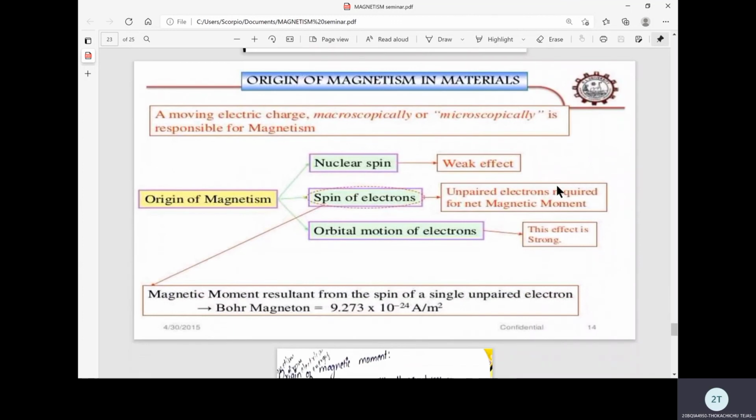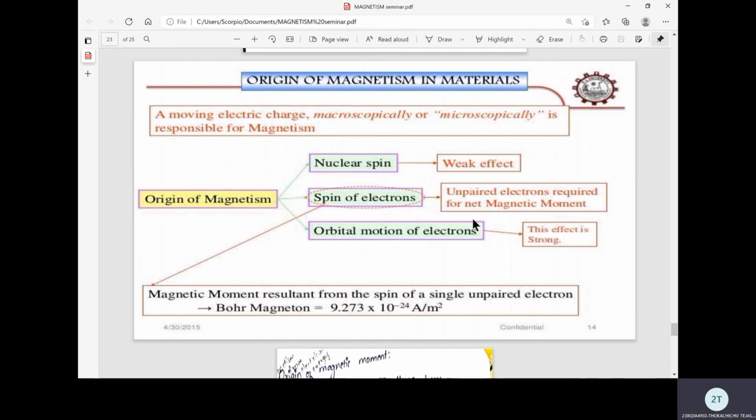Now coming to the final and important topic, that is the origin of magnetism in materials. In every atom, there exist three main types of spin: the nuclear spin of the atoms, the spin of the electrons, and the orbital motion of the electrons. These give us magnetism. These are the origins of magnetism.